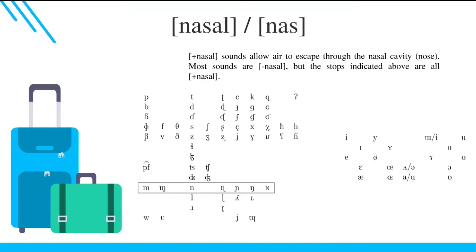The third manner is nasal. Plus nasal sounds allow air to escape through the nasal cavity. Most sounds are minus nasal, but the nasal stops indicated above are all plus nasal.